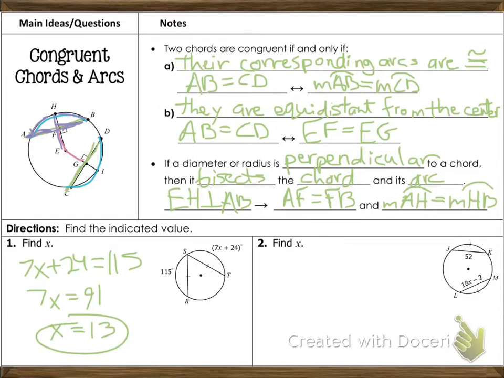Now let's do number two. Once again, we're looking for x. These two chords are going to be equal to each other because their arcs are equal. So we're going to have 18x minus 2 equals 52. Add the 2 to both sides, and we're going to have 18x equals 54. Then divide by 18. X is going to be equal to 3.